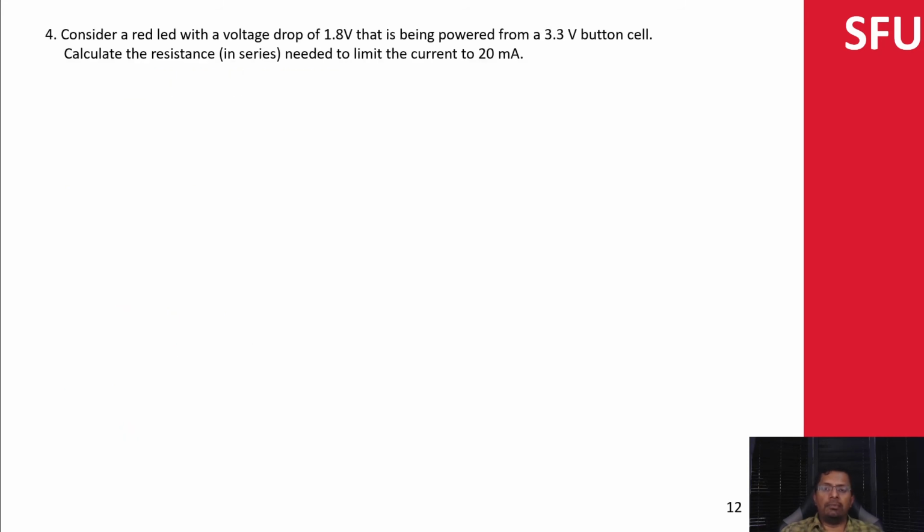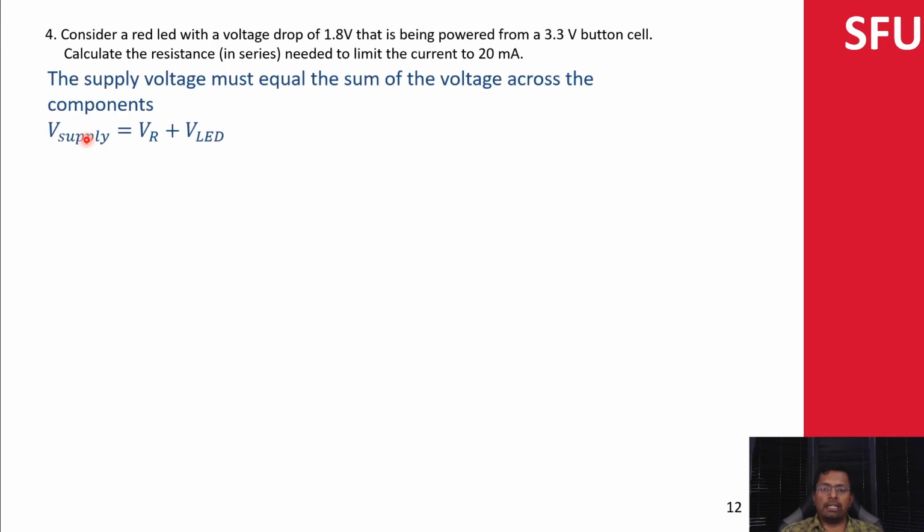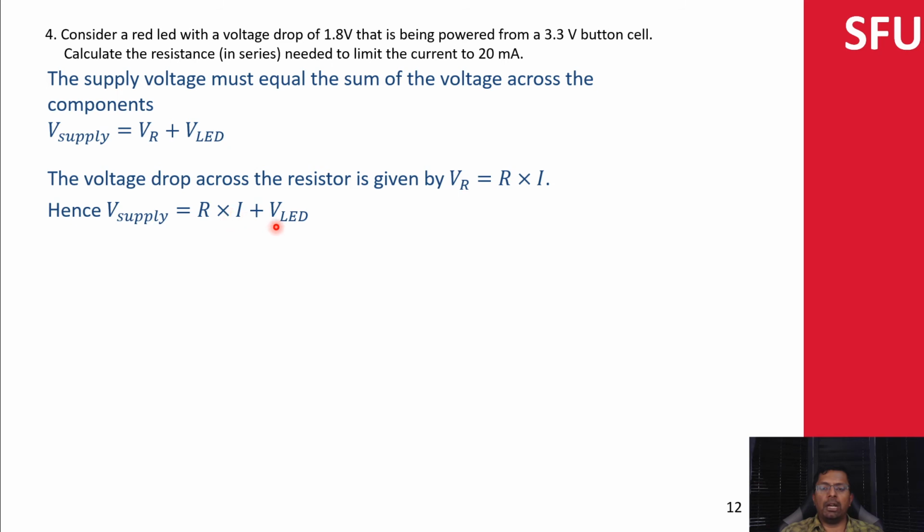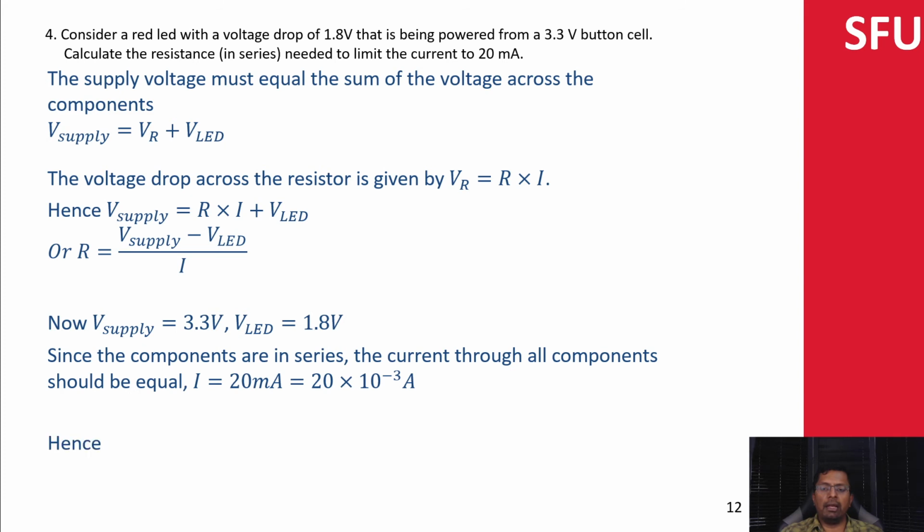So let's go to the next problem. You have a 3.3 volt button cell, and it's driving a 1.8 volt red LED, and we want to figure out a resistance in series to limit the current to 20 milliamps. This is very similar to the problem we already did. You can again pause the video and do the calculation. Basically V supply should be equal to the voltage across the resistance plus the LED voltage. The voltage across R is R times I, so V supply should be R times I plus V LED, and so R should be V supply minus V LED divided by I. This is the formula that I gave you before; this gives you the derivation. So we know V supply is 3.3, V LED is 1.8, and I is 20 milliamps. If we substitute in the values, we get 3.3 minus 1.8, divided by 20 times 10 to the minus 3, and this comes to 75 ohm.